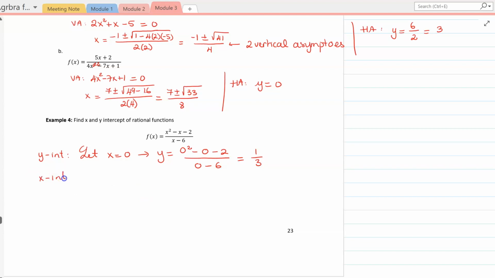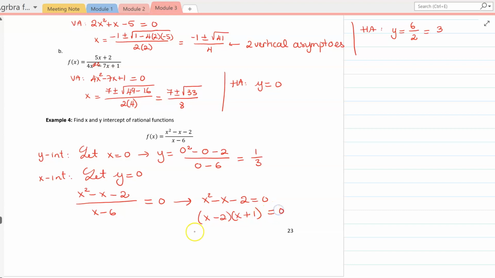The x-intercept is different. We let y equal 0. If y equals 0, then x squared minus x minus 2 divided by x minus 6 has to equal 0. This implies that x squared minus x minus 2 equals 0. We can factor this to get x minus 2 times x plus 1 equals 0. So then x equals 2 and x equals negative 1. So these are the x and y intercepts of the rational function.